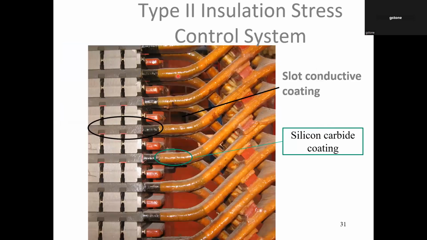And there's an image of a motor. Again, the stator core here, insulating wedges here, and the coils coming out of the slot. You can see that black semiconductive coating is there to prevent PD in the slot. And there's also this matte silicon carbide coating that stretches out here that linearizes the electric stress in this region. And it does that in a magical way.